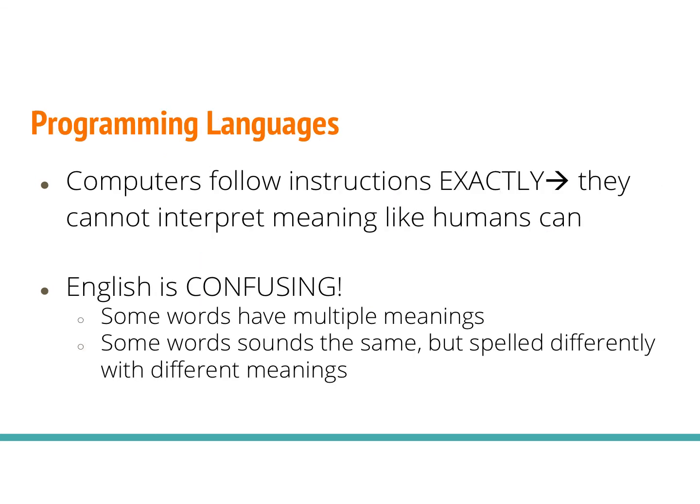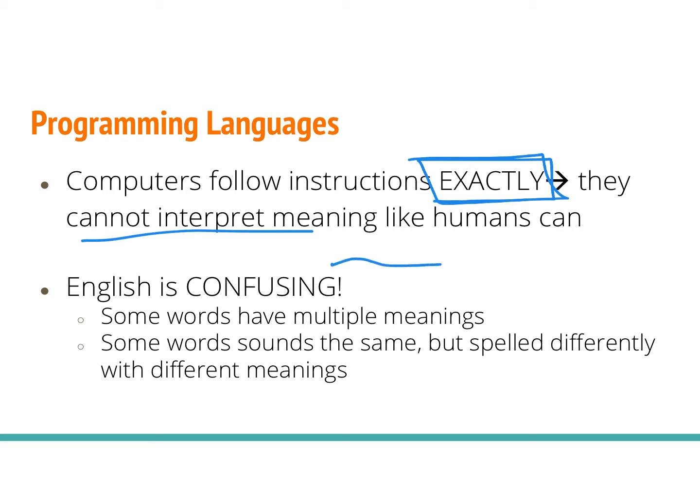Now, programming languages exist so that we can actually write instructions for a computer. And while it would be really great if we could just, in English, tell our computer exactly what we want it to do, it's a little bit trickier than that. So computers follow instructions exactly. Computers are not smart. They are not like humans. They cannot interpret any type of meaning in any words. So they follow things exactly, very, very literally.